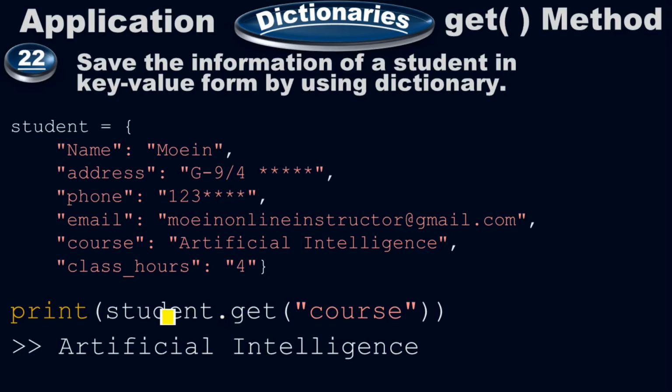student.get. What is student? Student is this variable name. If it is student, you have to put student here. If it is A, you have to put A. If it is X, you have to put X here. X.get. Since the name of the variable is student, therefore I have student.get. The value for the course is artificial intelligence, so this will be the output for this print function.